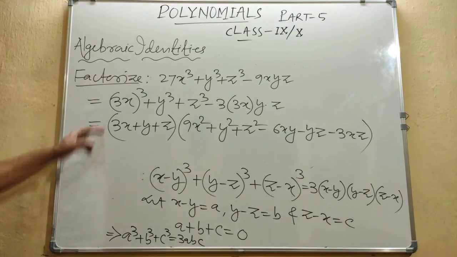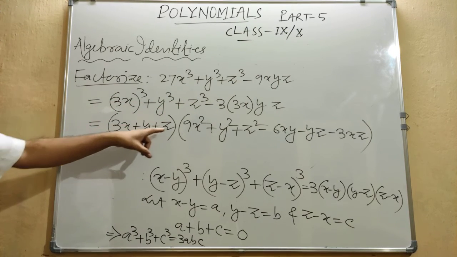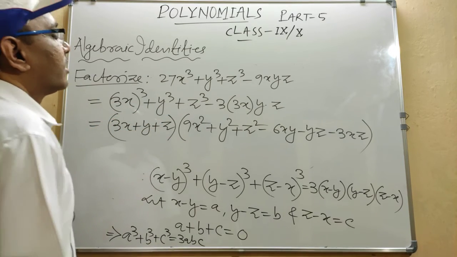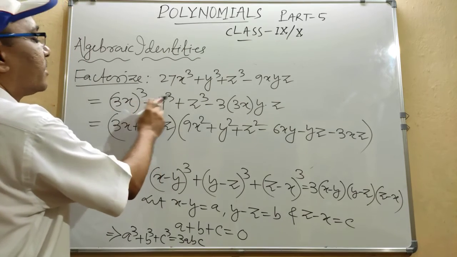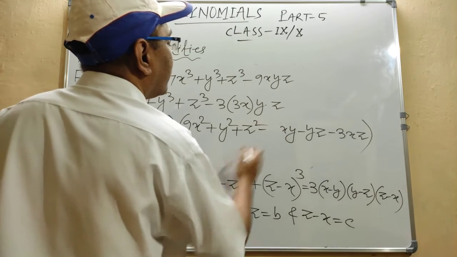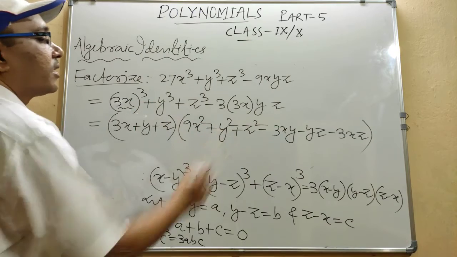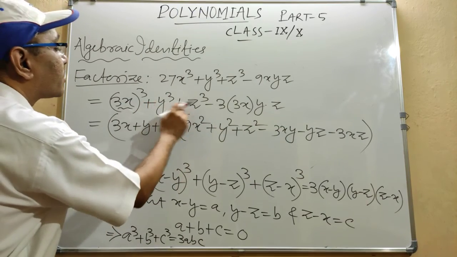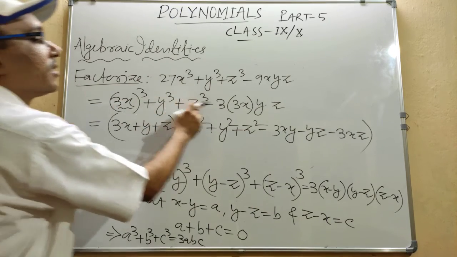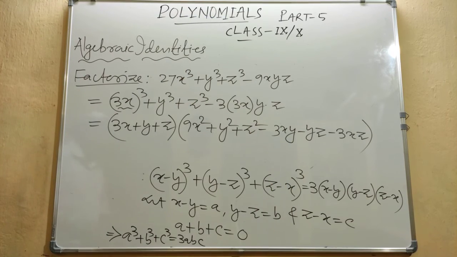देखिए ठीक से, a cube plus b cube plus c cube minus 3abc, a plus b plus c, a square इसका स्क्वायर 9x square, b square, c square, माइनस ab, ये इंटू ये माइनस ab होता है खाली, 2ab नहीं, तो 3xy, माइनस ab, minus bc this into this yz, minus ac means 3x into z, 3xz यहाँ देखिए ठीक कर लीजिए. So in this way we can factorize it.